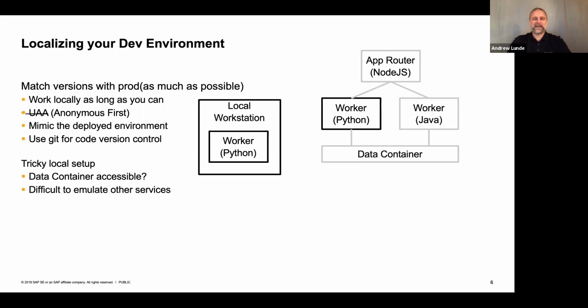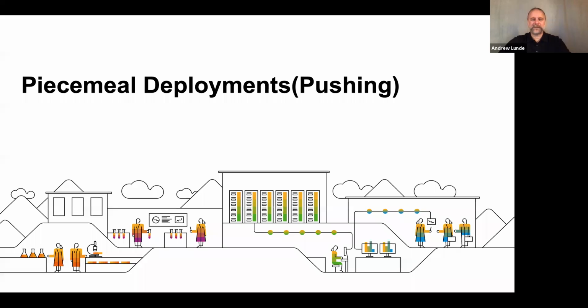So again, in this case, what I was doing was testing localizing, assuming the local Python can get to the data. All right, so what if that's not possible, or you actually need to test it as it's deployed in the cloud? Well, you can do what I call, and this is my own term, piecemeal deployments or pushing.